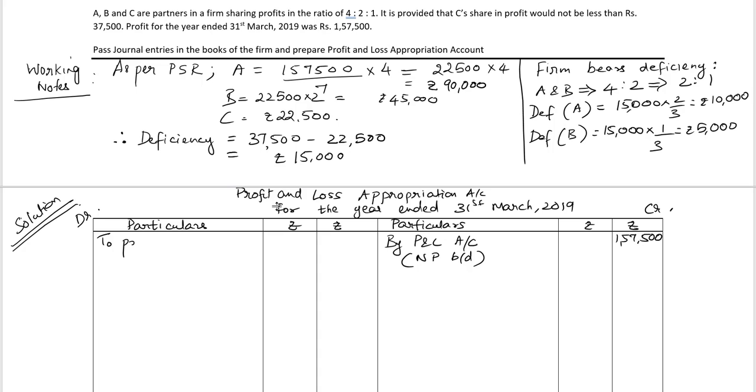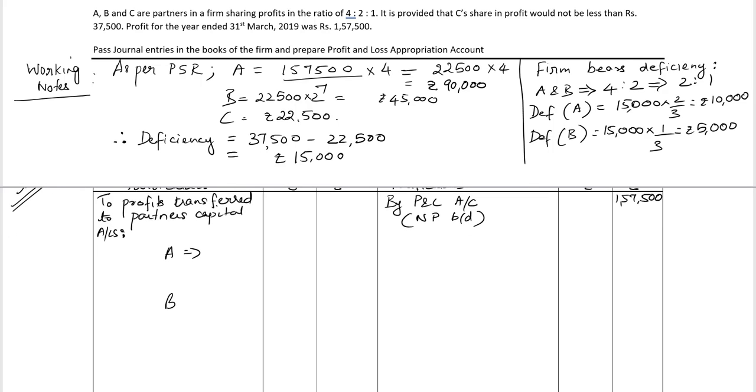To profits transferred to partners' capital accounts, A, B and C. We'll divide it as per the profit sharing ratio and write the amounts in the inner column. 90,000 for A, 45,000 for B and 22,500 for C.